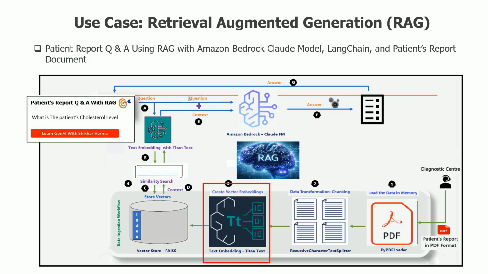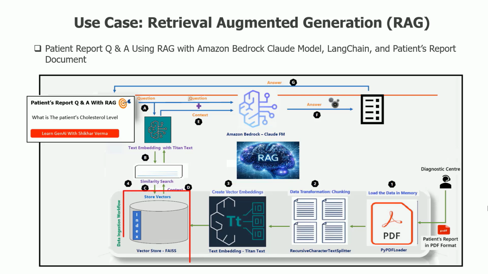Now step number 3, that is create vector embeddings. Here we have to use the foundation model, that is the text embedding model Titan Text. The smaller text chunks of the patient reports are converted into numerical representations called vectors using Titan Text, a text embedding foundation model. So here we have to create the vector embeddings of the smaller chunks of your patient reports. For that, we are going to use the text embedding foundation model.